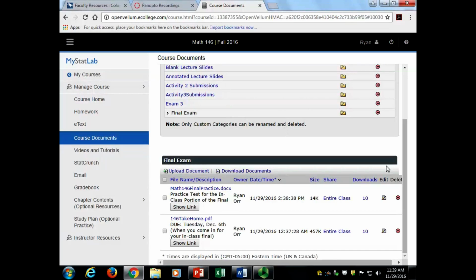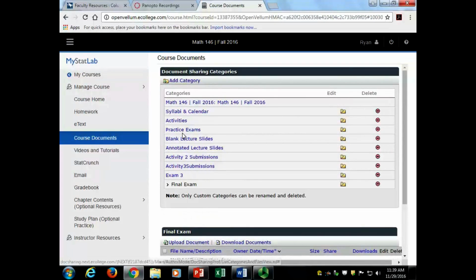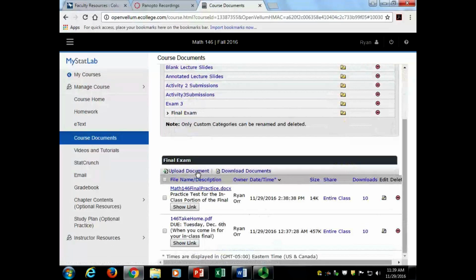So, any questions? The first document is the one you're actually going to bring back and turn in. The second document is just something for your own practice to prepare for the final. And that's what you should expect on the actual exam next Tuesday when you come in class.